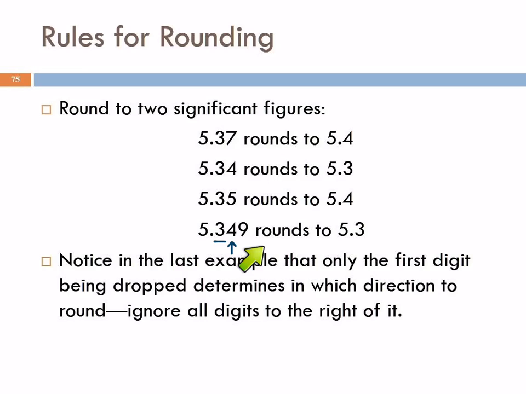Sometimes students will start at the end and round backwards, and they'll take the 9 and that'll make the 4 round up to a 5, and that'll make the 3 round up, and they'll do way more work, and often you get the wrong answer. So just look at the first digit and don't worry about the rest of them.